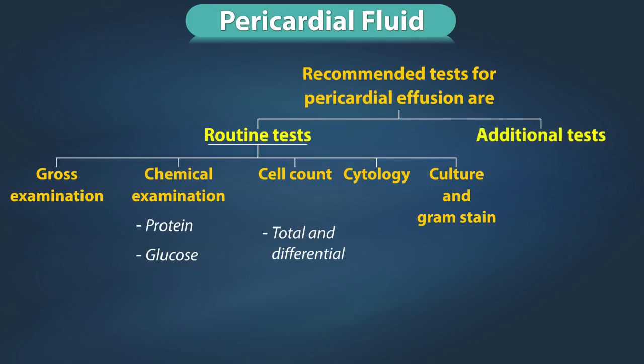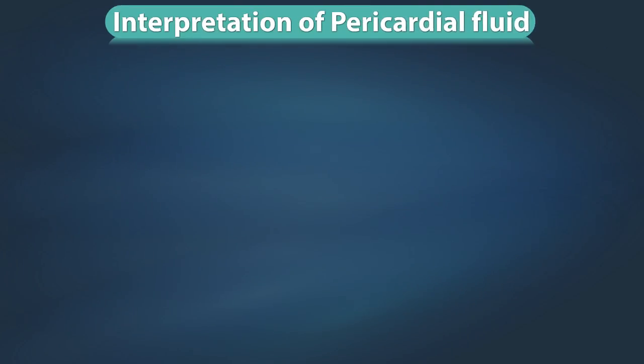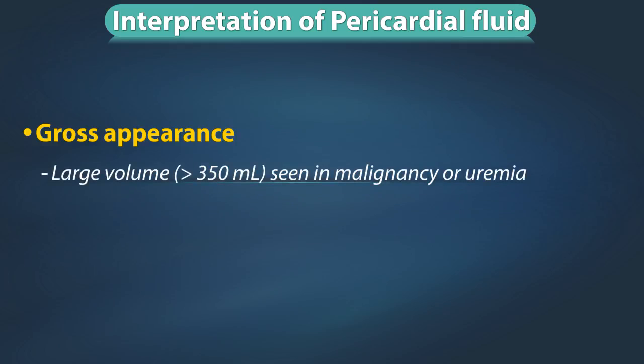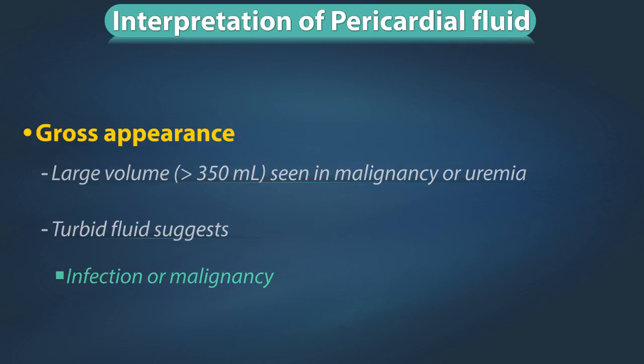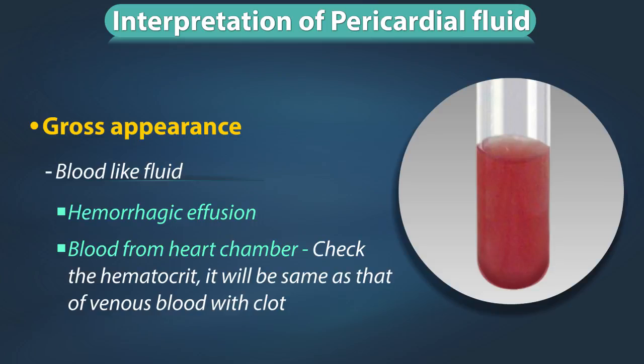The additional tests include enzymes like adenosine deaminase for tubercular pericarditis, lipid to differentiate chylous and pseudochylous effusions. Interpretation of pericardial fluid, gross appearance. Large volume, which is more than 350 ml, is seen in malignancy or uremia. Turbid fluid suggests infection or malignancy. Blood-like fluid indicates either a hemorrhagic effusion or blood from the heart chamber.